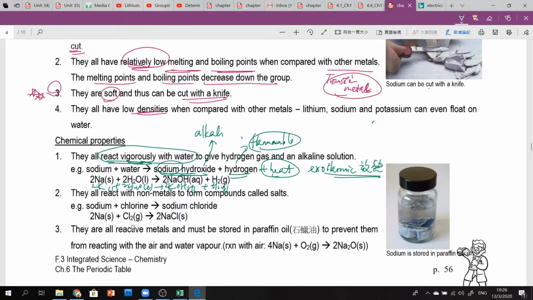They all react with nonmetals to form compounds we call salts. Sodium chloride is just one example. It is a chemical combination between sodium metal and chlorine gas. Of course, you may think of some other metal, just like potassium.